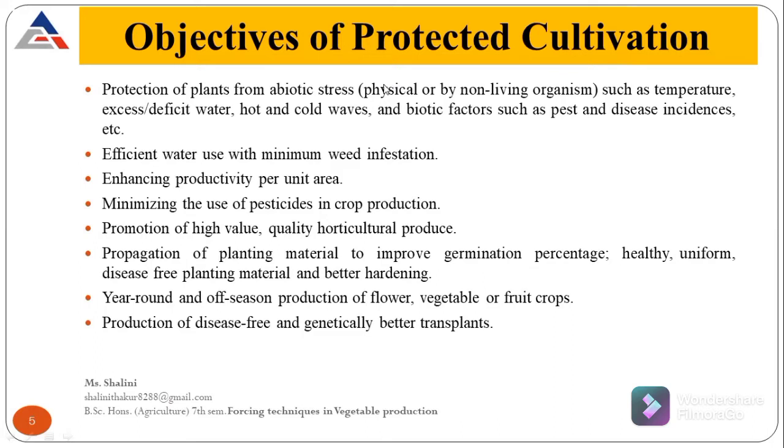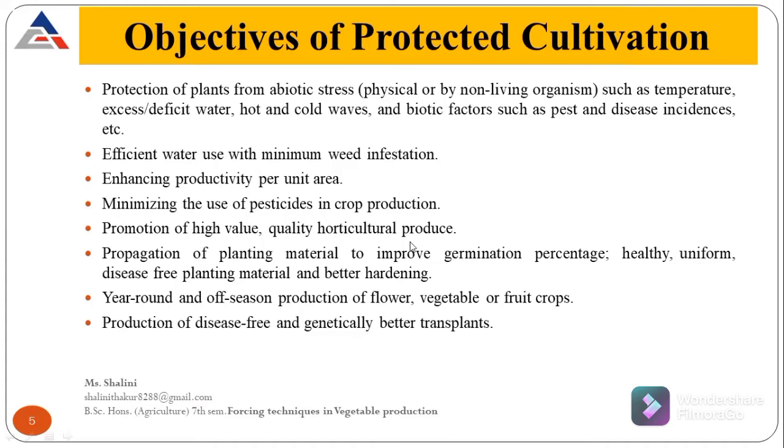Second, these types of crops have high value and are of very good quality. Third, we are propagating this type of material by using peat moss. And for improving their germination percentage, the propagation method is the best method for a healthy plant, and it will be a disease-free plant.